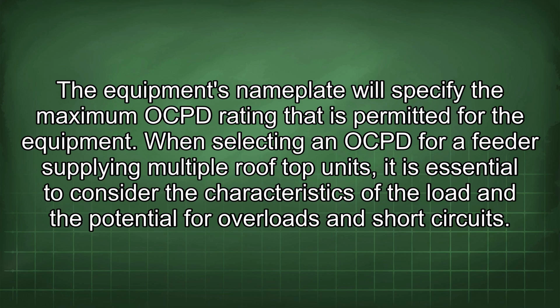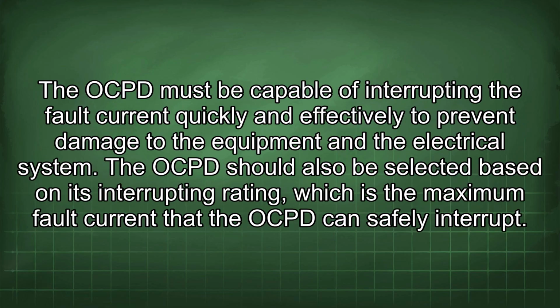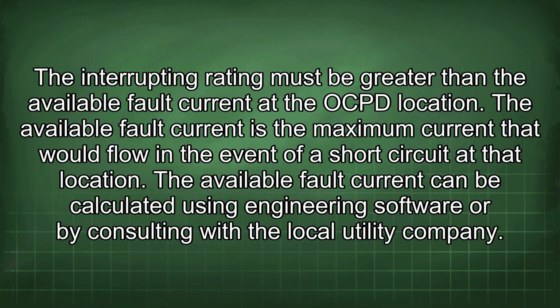When selecting an OCT for a feeder supplying multiple rooftop units, it is essential to consider the characteristics of the load and the potential for overloads and short circuits. The OCT must be capable of interrupting the fault current quickly and effectively to prevent damage to the equipment and the electrical system. The OCT should also be selected based on its interrupting rating, which is the maximum fault current that the OCT can safely interrupt. The interrupting rating must be greater than the available fault current at the OCT location.